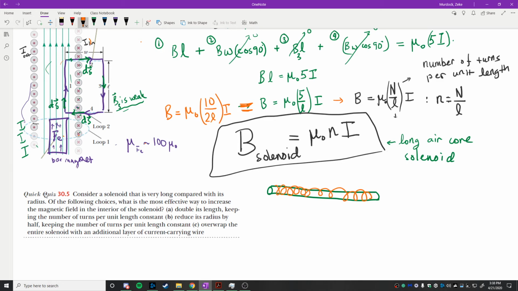What is the most effective way to increase the magnetic field in the interior of the solenoid? This is basically on the inside. There are a few options here. A, you can double its length and keep the number of turns per unit length constant. B, you can reduce its radius by half, keeping the number of turns per unit length constant. C, you can overwrap the entire solenoid with an additional layer of current carrying wire. So do you double the length, reduce its radius, or overwrap the entire solenoid with an additional layer of wire? Which one of those will be the most effective way to increase the magnetic field in the interior?